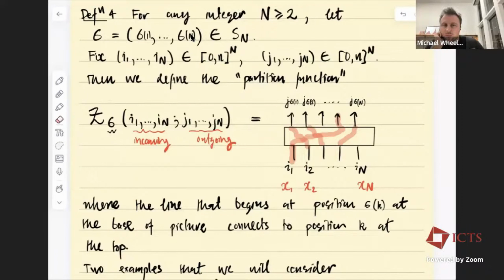Okay. So I wanted to start by just clearing up a point of confusion from last time. It was pointed out that in the definition of the Z sigma that I defined, there was some confusion about whether it should be sigma or sigma inverse. I believe that if I've done it correctly now, the correct statement is that sigma k, so the line that begins at position sigma k, will connect to position k at the top of the lattice.